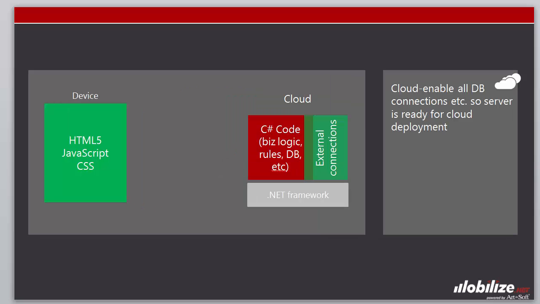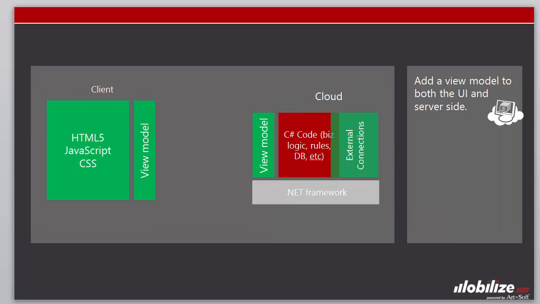Next, we're going to cloud enable all of the database connections and external connections by basically abstracting them so that the connections are not hard-coded. So there we're going to actually create some new code and change a little bit of the existing business logic rules that we have in our C# backend code. Next, we're going to create a view model representation on both sides. We're going to use model view, view model on the client, and we're going to use ASP.NET MVC on the backend side.